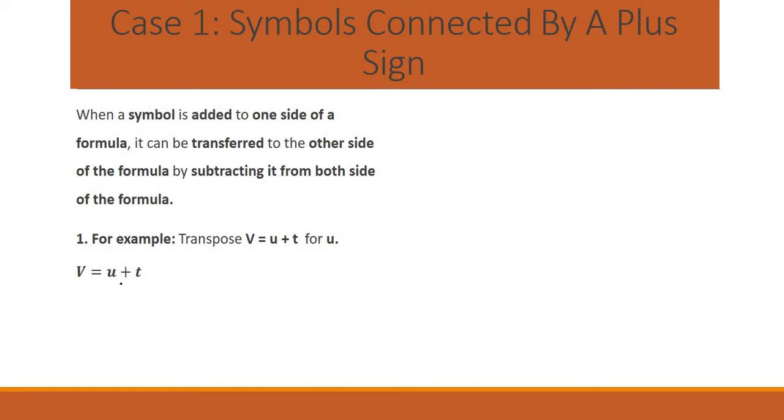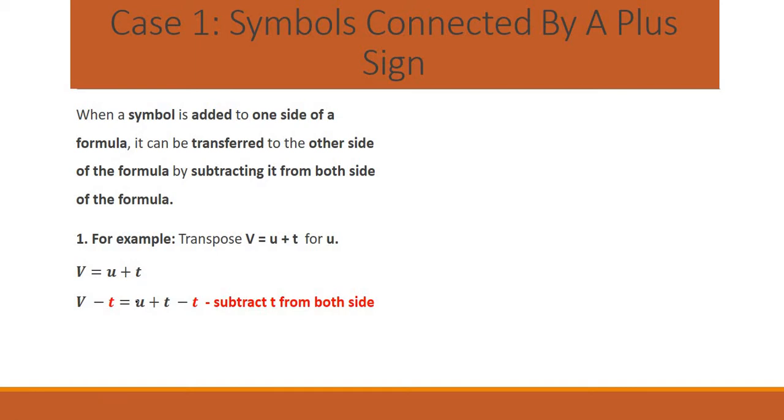So we need to look at what is happening to the U. Now in this case, T is being added to the U. So we can transfer that T to the other side of the formula, right? By subtracting T from both sides, right? And this is how you write that step. So you would have V minus T equals U plus T minus T. So we subtract T from both sides.